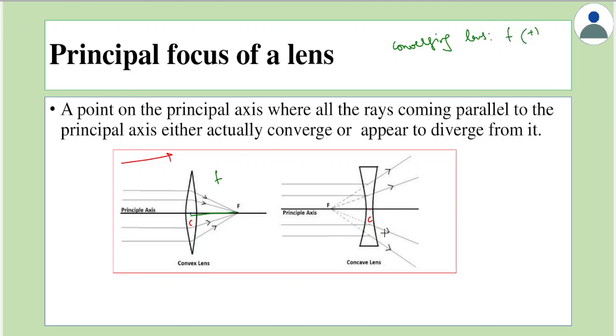While for diverging lens as given here, light is moving from left to right, but we are moving from the optic center to the focus like this. We are going from C to F in this direction. Since we are going against light direction, by convention, the focal length for this would be negative. So for a diverging lens, F is negative. So remember this also.